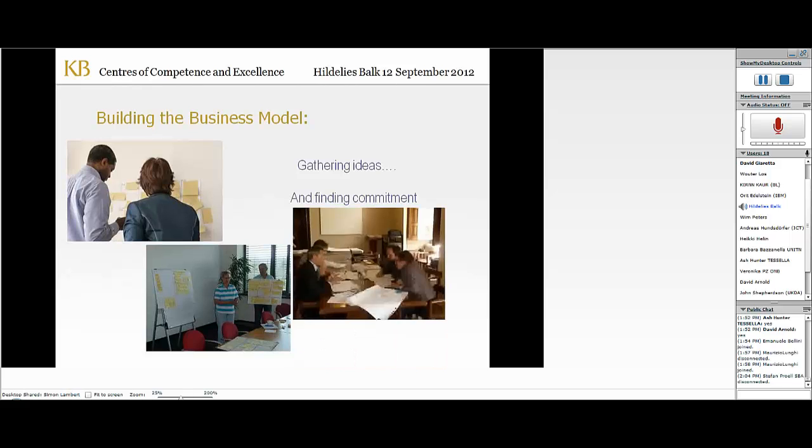Yes, it was about gathering ideas. Then this is where we gathered the ideas. Yes. And it was also about finding commitment. And that was probably as important. If you involve everyone in this, everyone becomes an owner of the idea. And for instance, if you look at the right-hand picture, there is a lady in it who has now left our library, but she was someone in our marketing department who would eventually have to have a big say in deciding whether the KB would be part of the center.